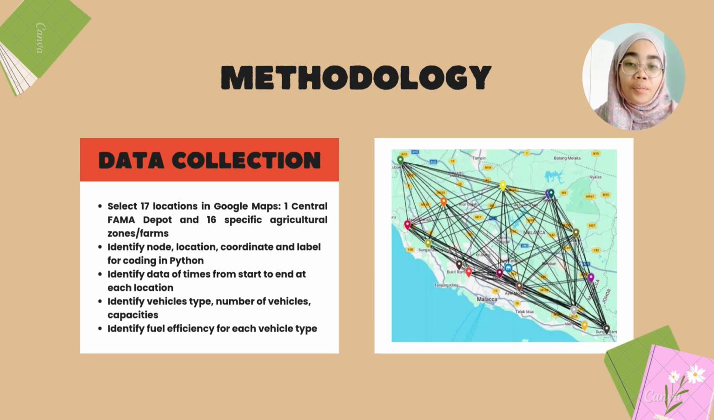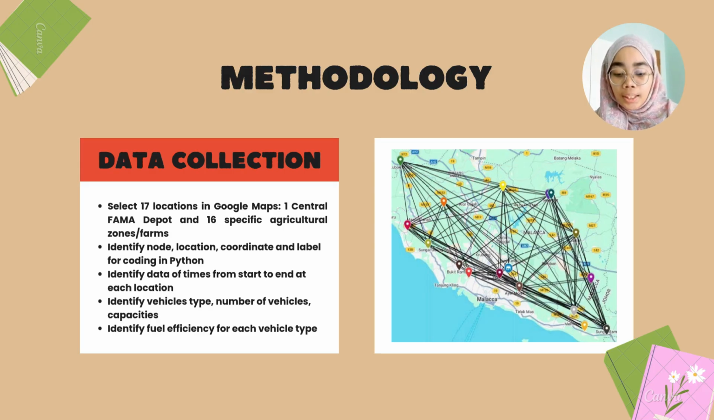So as you can see at the right, it is a figure of all of the 17 locations in Google Maps for Melaka. We then identify the node, location, coordinates, and label it for coding in Python. We also identify the data of times from start to end at each of the locations, and then we identify the vehicle types, number of vehicles, and also their capacities.